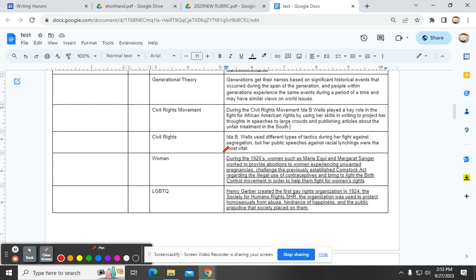"Ida B. Wells used different types of tactics during her fight against segregation, but her public speeches against racial lynchings were the most vital." This does not seem to be historic. I would get rid of that. This needs some precision.